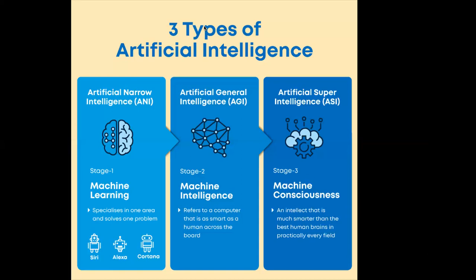They perform only one action. When you put your text inside, it just paraphrases for you, and that's all. It's classified as stage one artificial intelligence, that is artificial narrow intelligence.